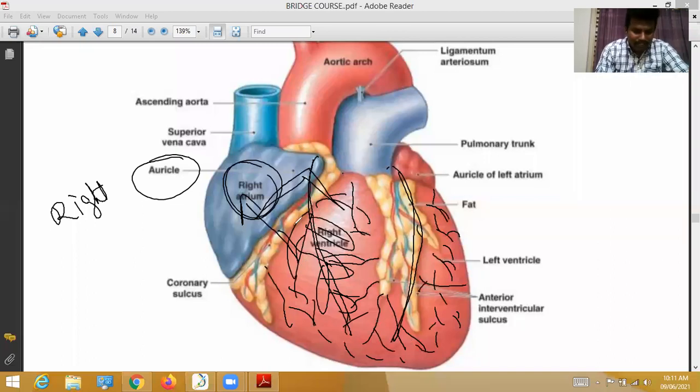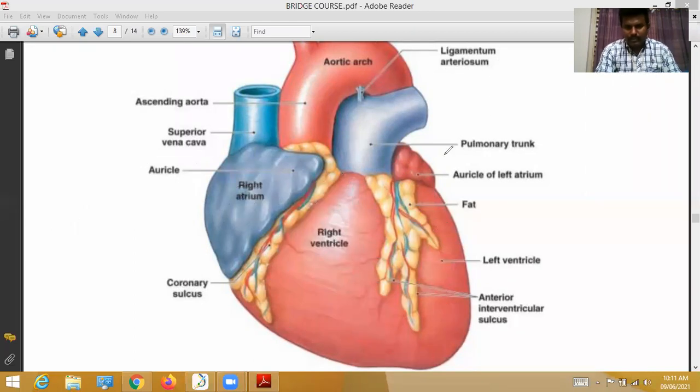A pair of coronary veins, which bring deoxygenated blood from the walls of the heart, also open into the right auricle.